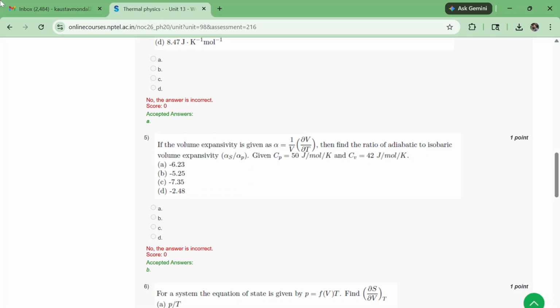If the volume expansibility is given as alpha equal to 1 by V dV/dT, then the ratio of adiabatic to isobaric volume expansibility alpha is alpha b.